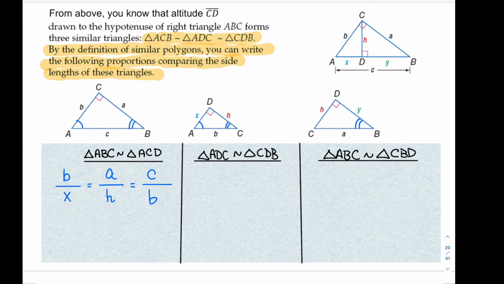Next, we're going to compare the two small triangles that are inside the big triangle, so ADC and CDB. Since their angles are marked correspondingly, we can match their sides correspondingly, setting up three proportions again for these two triangles. We note side X is proportional to H in the respect that those are corresponding sides. So we put X over H. That'll be equal to H over Y and B over A.